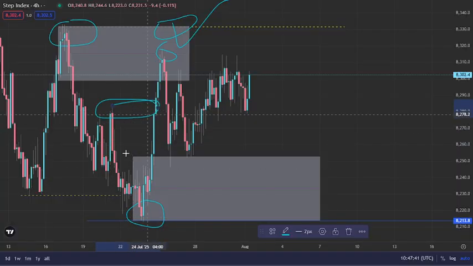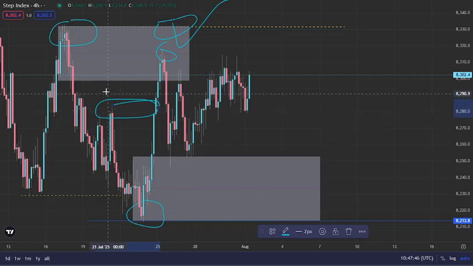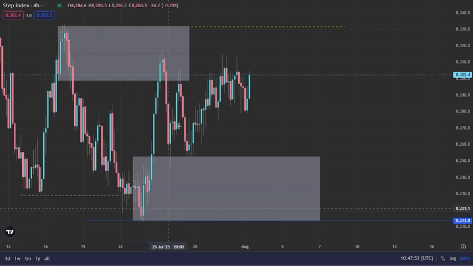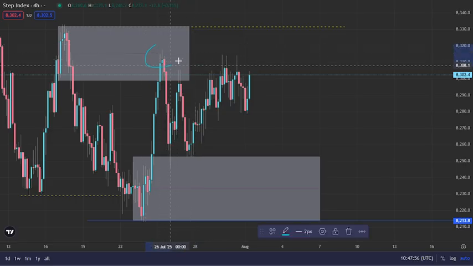Why? Because it broke this structure. But from a swing structure perspective, it having broken in here, that's strong structure. So in a bullish market structure, the highs are weak. So here this high, it is weak.